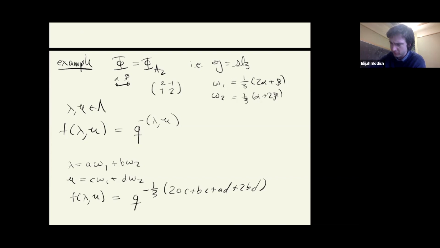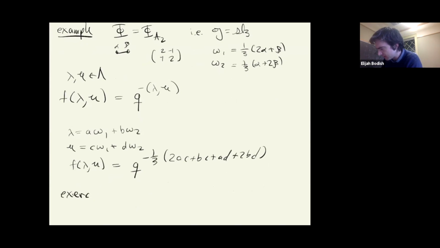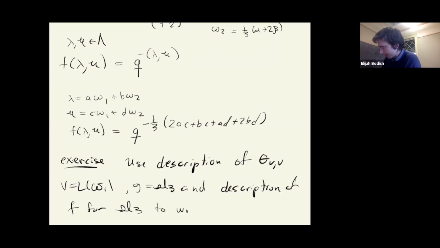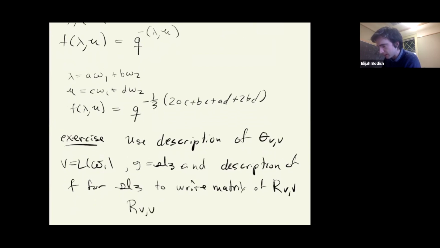And yeah, maybe for the interest of time, I won't give the example calculation, but it would be a good exercise. So I described theta v above for v equals this L of omega 1, g equals SL3, and the description of f for SL3 to write the matrix of RVV, where again, just as a reminder, RVV is, I've got theta VV. So that's going to be this operator I built with one theta alpha, theta beta, and theta alpha plus beta acting on V tensor V. And then I compose with F tilde. So I'm going to have some cubed roots of Q running around. And then I'm going to compose with P.